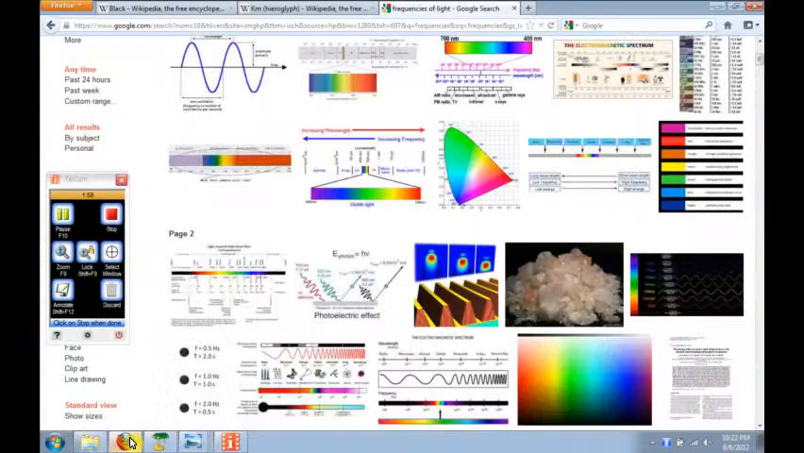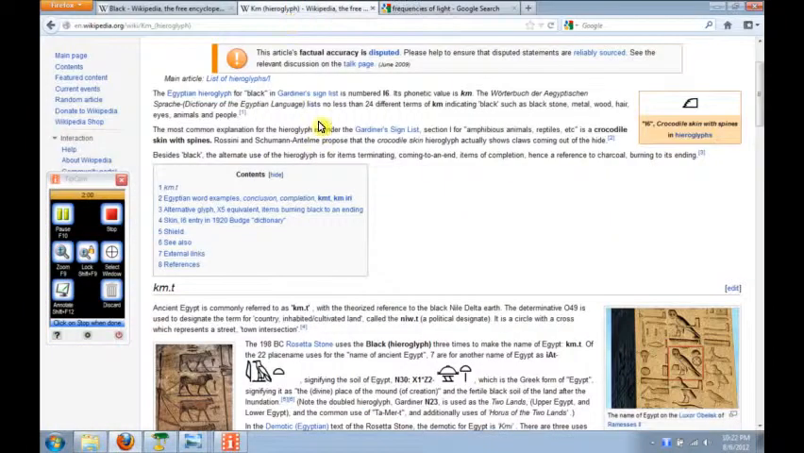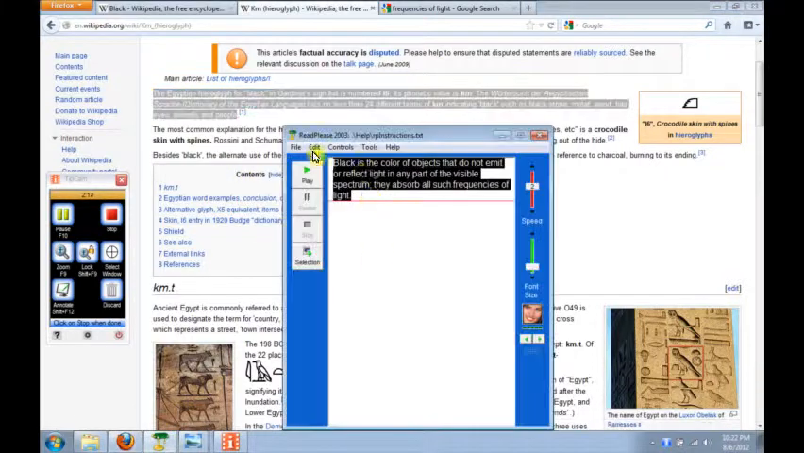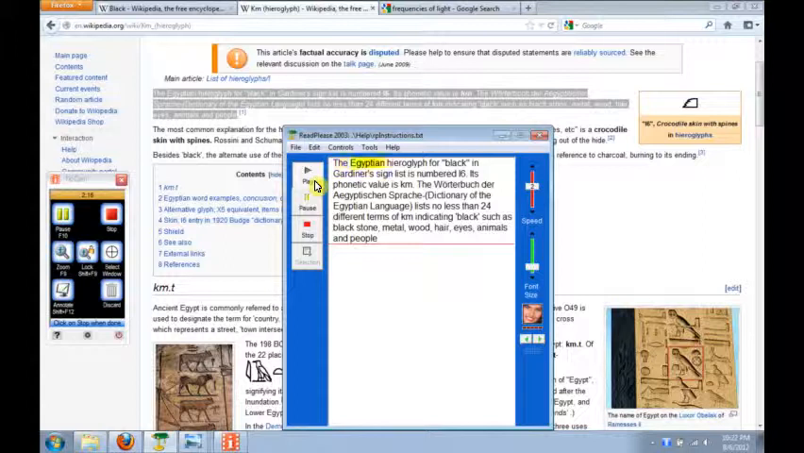We can go to Wikipedia real quick and see what they know about it. We'll copy and paste here what they say. The Egyptian hieroglyph for black in Gardiner's sign list is numbered I6. Its phonetic value is KM. The Wörterbuch der Ägyptischen Sprache, Dictionary of the Egyptian Language, lists no less than 24 different terms of KM indicating black, such as black stone, metal, wood, hair, ice, animals, and people.